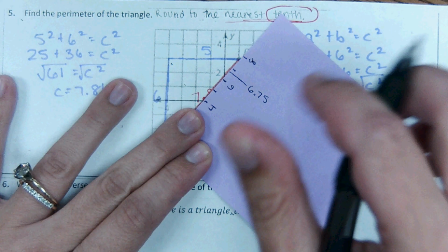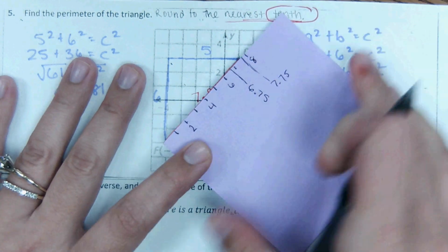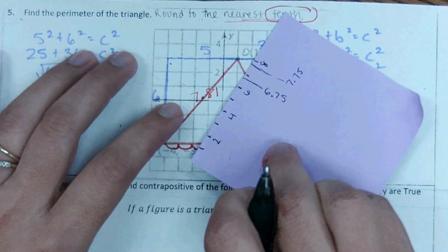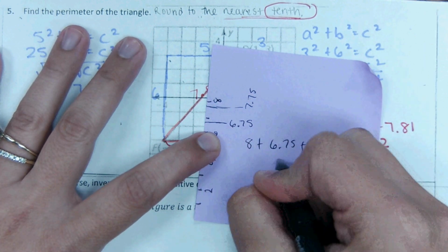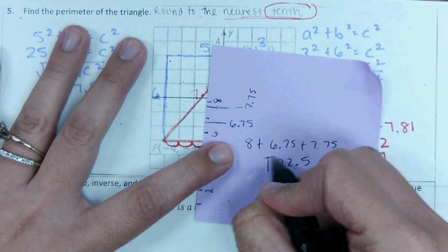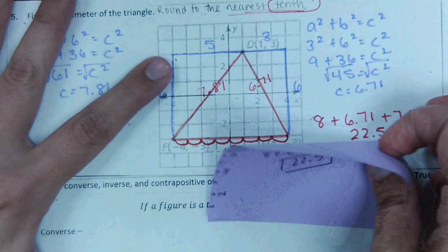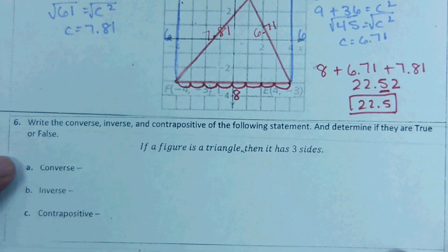And then here, let's see, this right here, it's not quite 8, maybe 7.75. Which is really close to 7.81, which is what we calculated. And then you could do 8 plus 6.75 plus 7.75, and you'd literally get 22.5, which is so cool. So if it's multiple choice and you're trying to figure it out, this could work. Life hack.